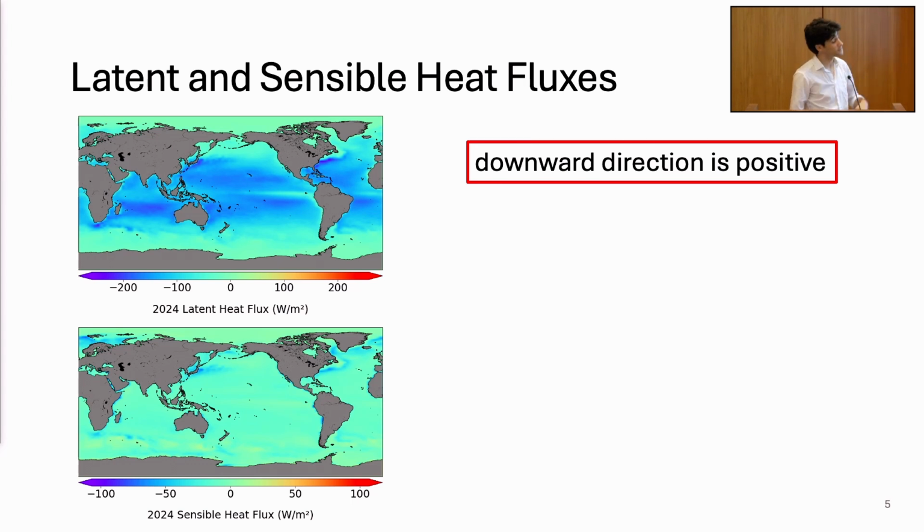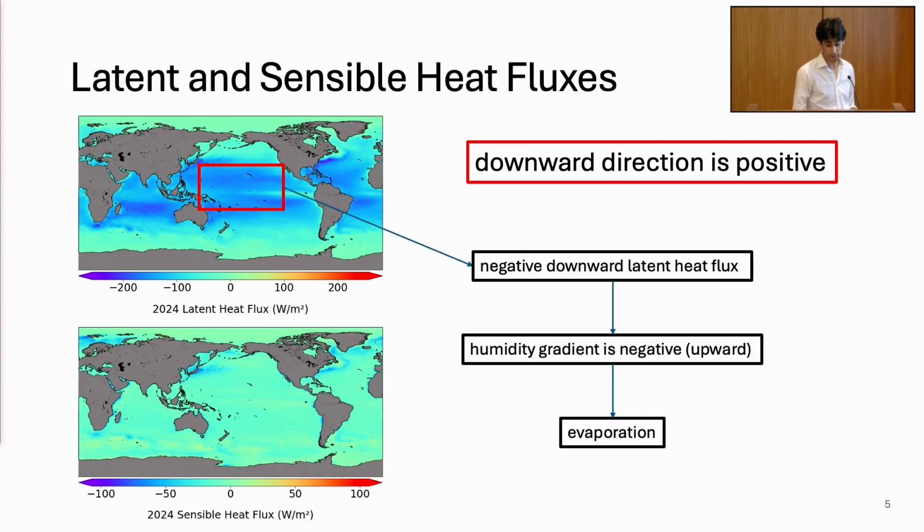So if we turn over to these maps here, in the first map I have latent heat flux plotted, and as you can see here, there are negative values in the tropics. That means there's more heat coming from the ocean into the atmosphere, and that is indicative of evaporation. So that's how we can see physical processes even within heat fluxes. It's really interesting.